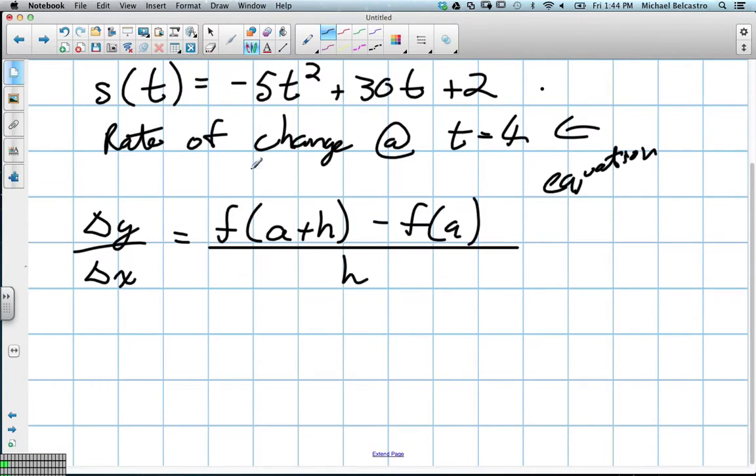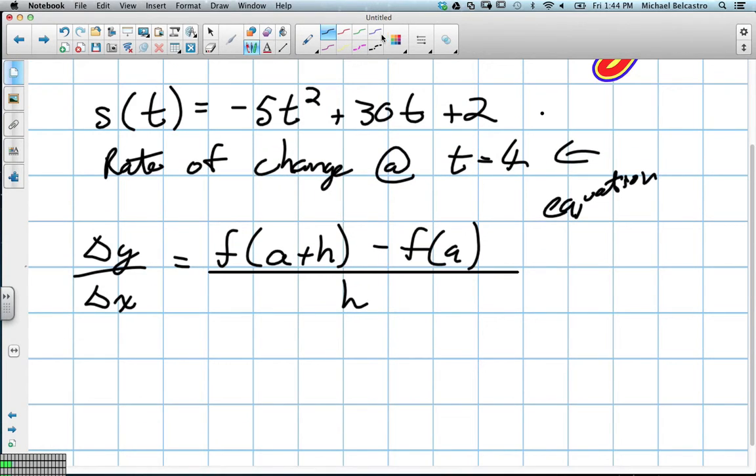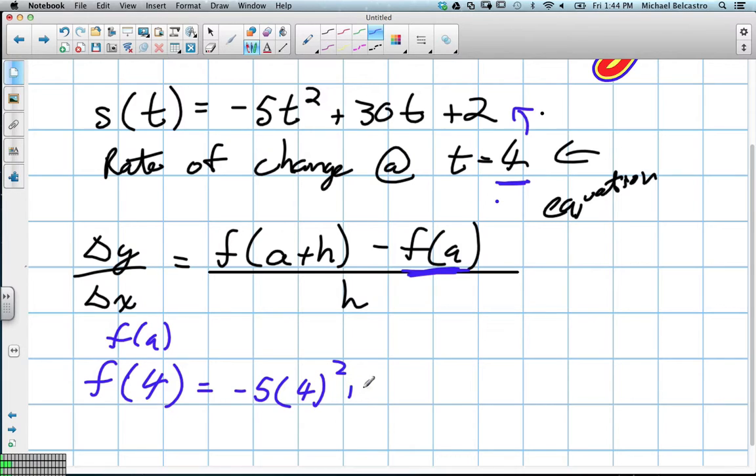So we have our function. f at a is essentially what we're looking for, our y value when we plug the value of 4 into this equation. I'm going to do each step just so we know. f at 4, which is our f at a in this question, is equal to negative 5 times 4 squared plus 30 times 4 plus 2. That's 42. So we're going to replace our f at a, highlighted in blue, with our value of 42.